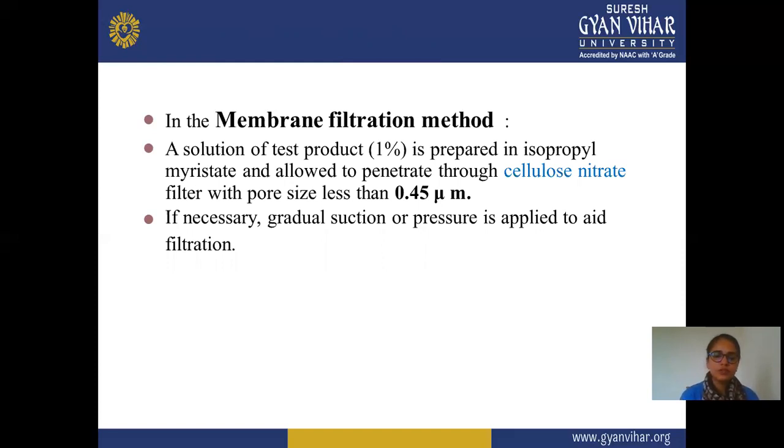Means you take just 1% of your formulation in a tube or container. The complete formulation is not required, you are just taking a 1% drug formulation, and you dissolve it in isopropyl myristate. For dissolving, use only isopropyl myristate, and after dissolving, you allow it to filter or penetrate through the cellulose nitrate filter. The pore size required is only 0.5 micrometer, so that you can easily filter, and it is a good pore size which is sufficient for this test.